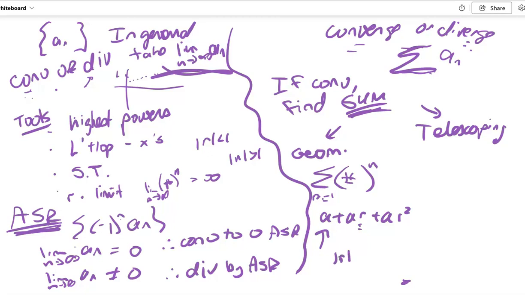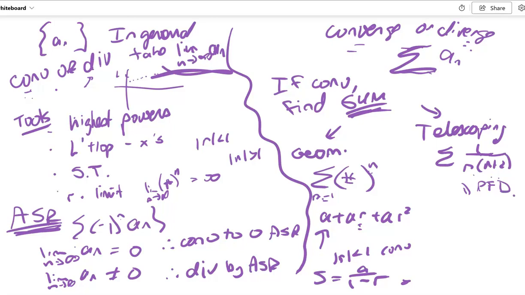And if the absolute value of r is less than 1, it converges, and the sum is a over 1 minus r. Okay, so that's something you all need to know. If the absolute value of r is bigger than 1, then it diverges, so it doesn't add up. Okay, a telescoping sum is going to look polynomial-ish. You can see the difference of nth power polynomials, and this has many steps. I'm not going to go through them all, but the first step is to do partial fraction decomposition. So that's finding the sum.